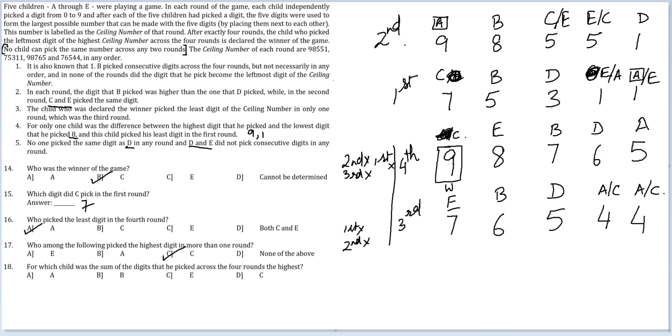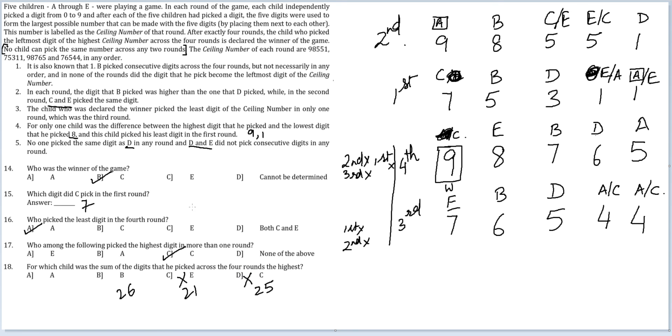Let me just add up C. I am getting 9 plus 7 plus 5 plus 4, so 9 plus 9. So C is getting 25. Let me check others. If somebody is crossing the threshold of 25, he is getting 5 here, 1 here, 6 plus 8 plus 7. 6 plus 8 plus 7 is 21. So he is out of the running. D had the 4 digits 5, 6, 7, 8. B is 8, 5, 7, 6. So 26. Okay, C is out of the running now.